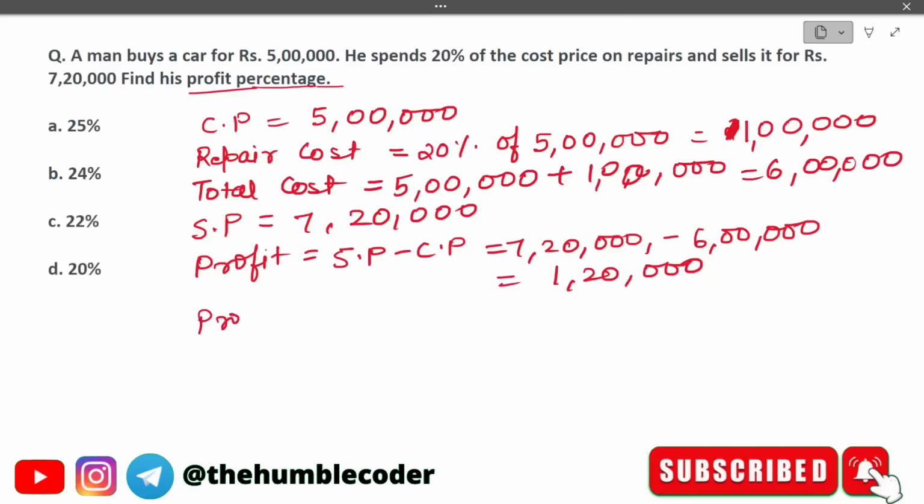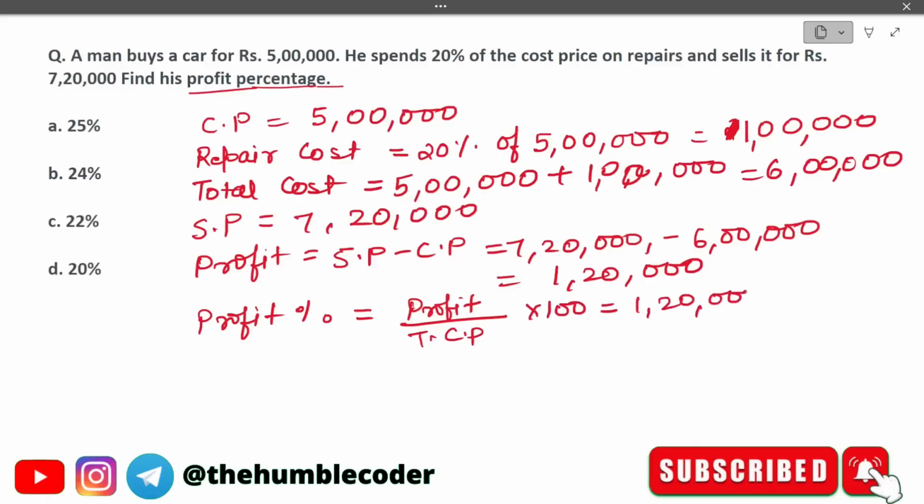Now what we were asked is to calculate the profit percentage. So how can the profit percentage be calculated? We should have the profit initially, then the total cost price, and that should be multiplied by 100 to get the final percentage. So let's write the values. We had this as the profit, and then the total was what? 6 lakh, and then we will multiply it with 100.